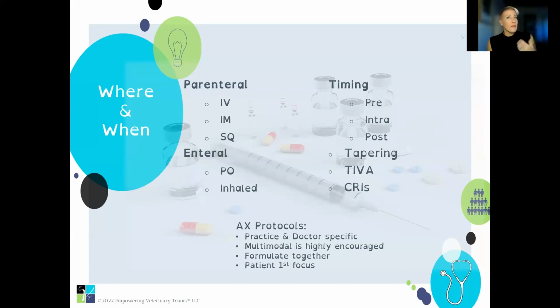Oral medications, sometimes you're going to do a Gabatraz protocol before they even get in the hospital. One of my favorite cocktails. It's delightful. Sometimes we wish we could give it to the clients, but I digress. And then your inhalants. So your sevoflurane or your isoflurane.